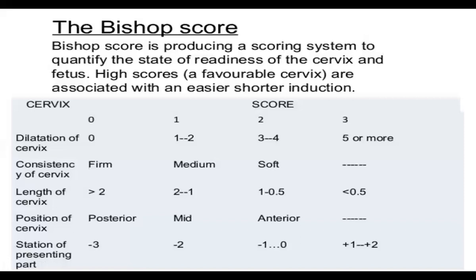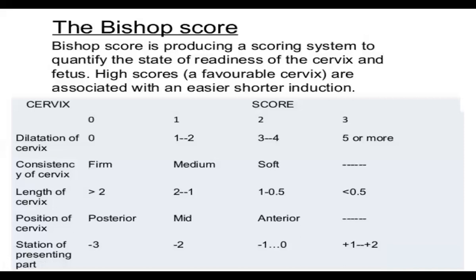Then the station of the presenting part: -3, -2, -1, 0, +1, +2. That is where the presenting part, the station, is. It indicates that the presenting part is going downward. If this is done, that is called the Bishop score.